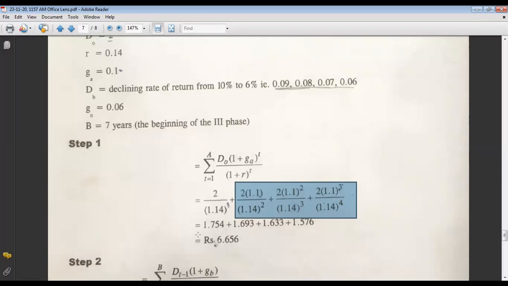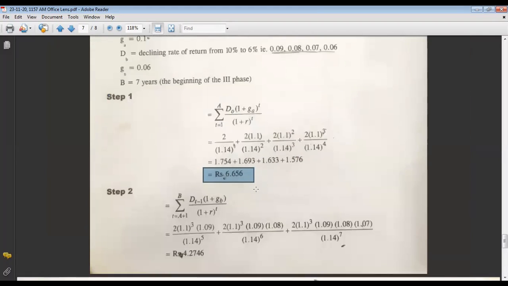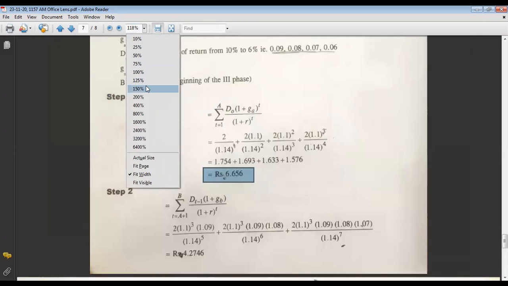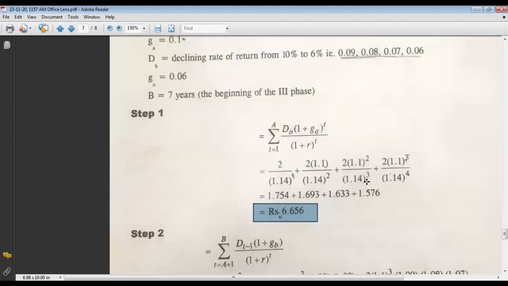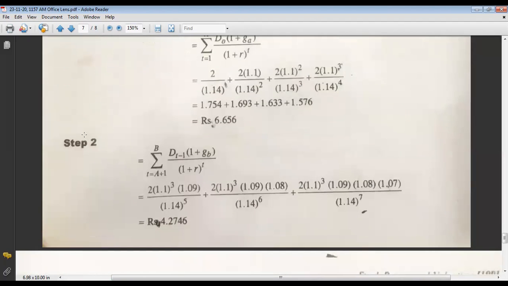Okay. So now you have got this. What is this? This is the present value of dividends that you experienced in the first phase. Fine. Now the first phase is over, and we are entering into the second phase.